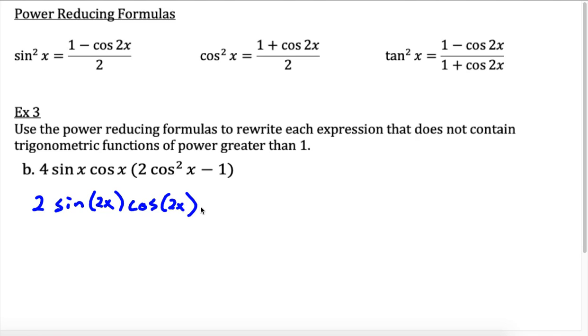So technically, we have already reduced it to where there are no trig functions of power greater than 1, but we can actually go one step further here. This, yet again, fits my double angle formula for sine: 2 times the sine of some angle times the cosine of some angle. So this is actually just the sine of 2 times that angle. So 2 times 2x, which would be 4x. So I can say that this whole thing just reduces to the sine of 4x.